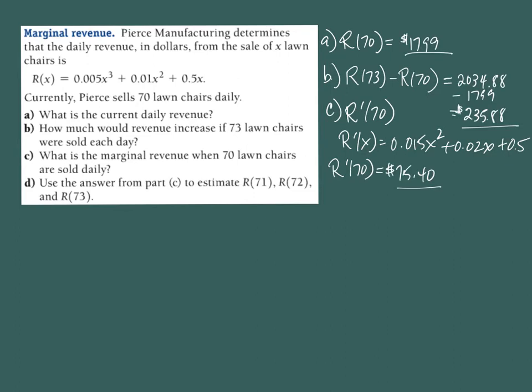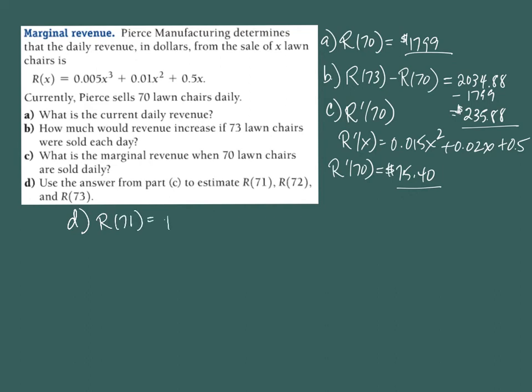All right, so after using our calculators, the revenue from making 70 lawn chairs and selling them is $1,799. Then the revenue would increase $235.88, by calculating what the revenue would be at 73 minus the revenue at 70. That difference is $235.88. And then the marginal revenue at a production level of 70 lawn chairs is $75.40. And we're going to use that to estimate R71, R72, and R73.